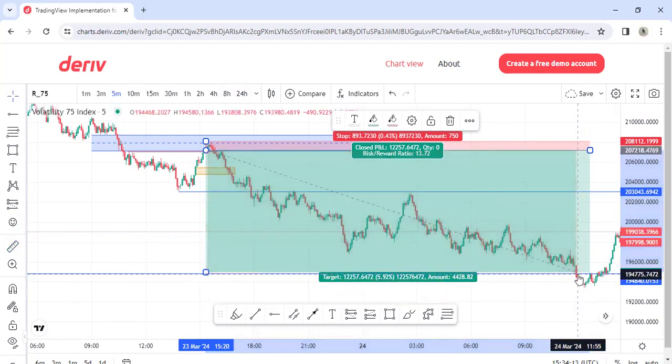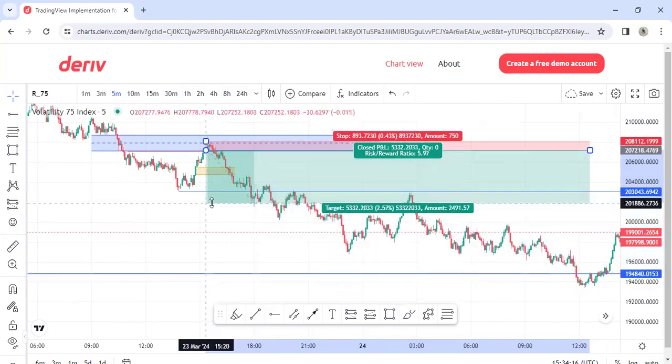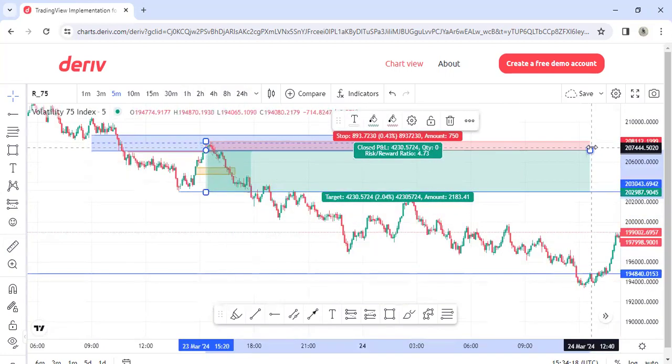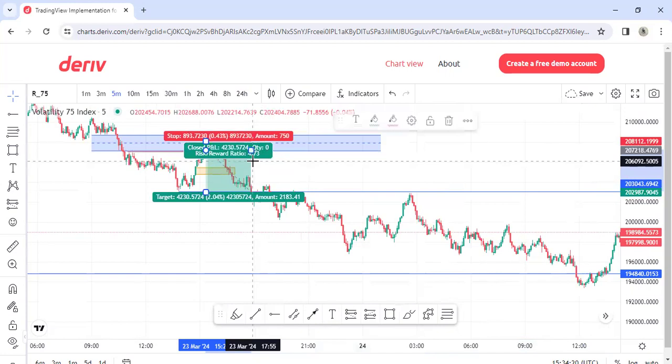So I just simply take a trade, this. So I think I should have just gone for this low here. That's what I should have done. Right, I should have just gone for this recent low here. This would have been 1:4.